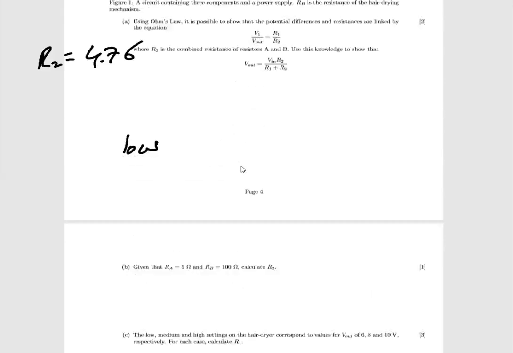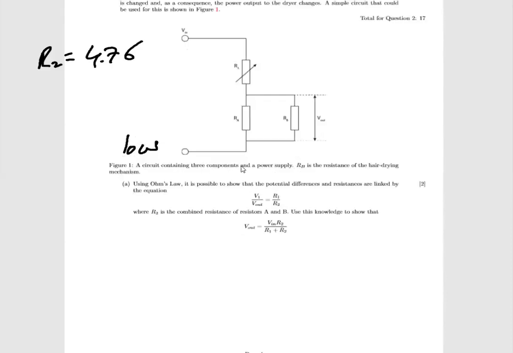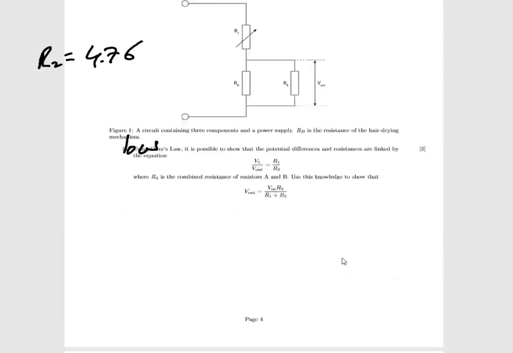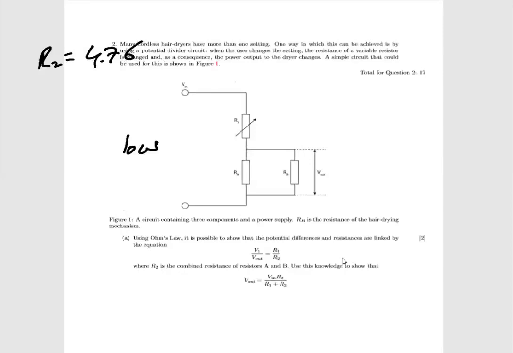V1 is not given to you. V out is given to you. That is 6. No, we can find it, but we go back up. Okay, so if V out is 6 volts here... What's Vn? They don't give Vn. Yeah, they don't give Vn. We need V in. We can't do this without V in.